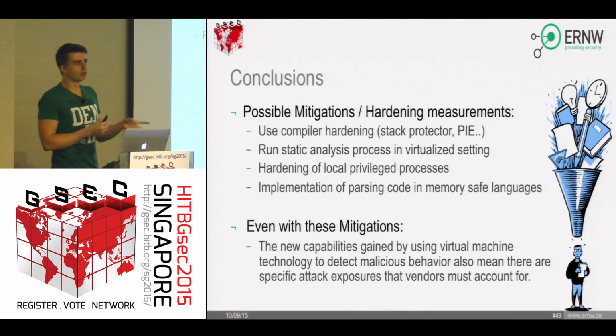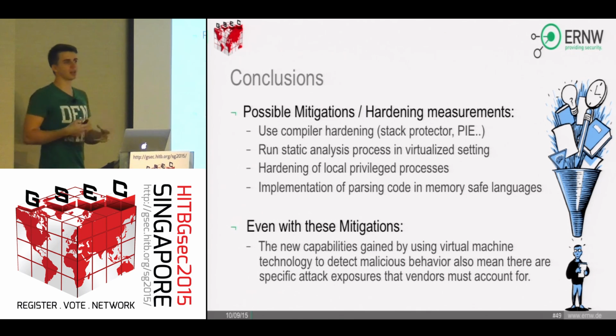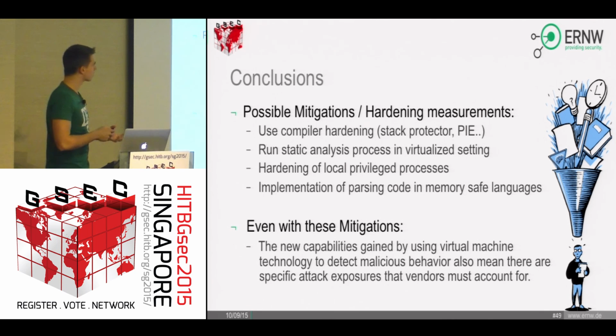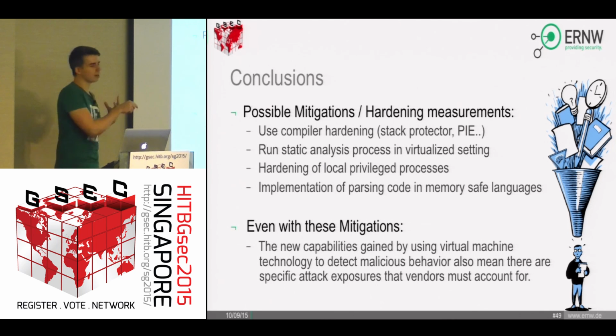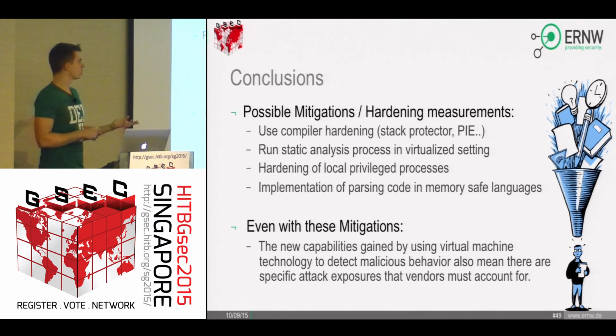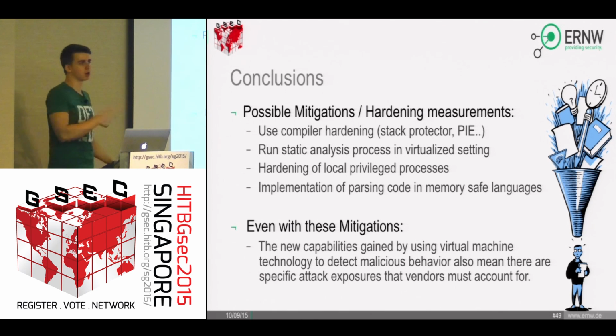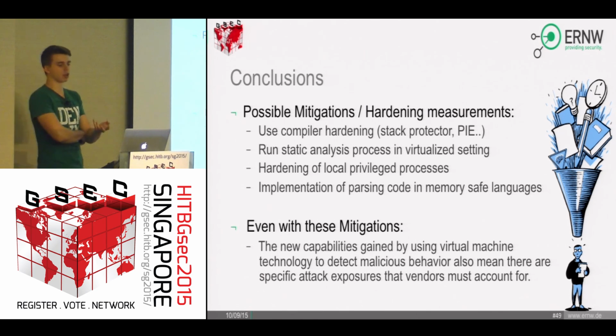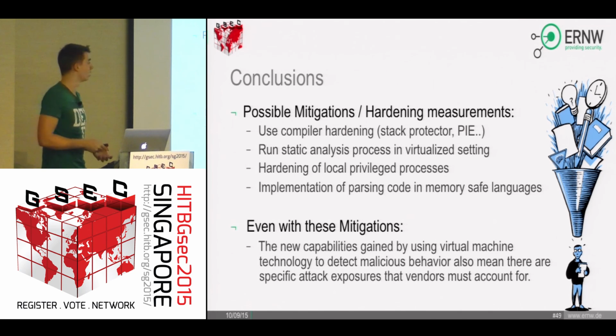So how could you prevent something like this from happening? In the end, if you have something like dynamic analysis running on these devices, you should use some kind of hardening measures. The memory corruption exploits would be really hard to exploit if just the normal compiler hardening mechanisms would be used. So if you have stack protection or position independent executables.